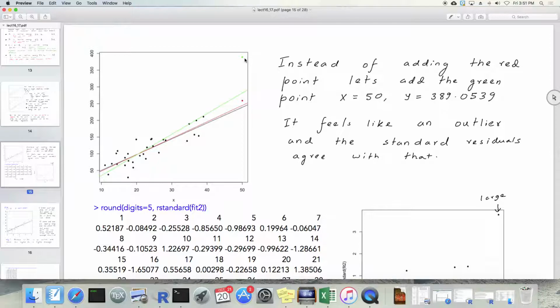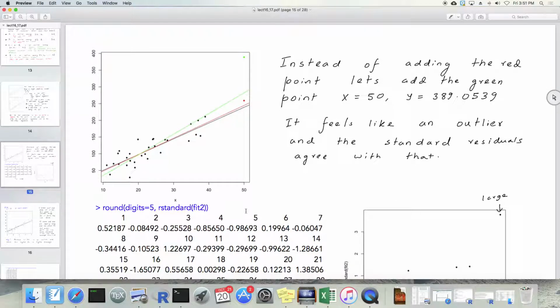Next, we add the green point. For the green point, x is the same, 50, so x is still an outlier. But now y is too much away from the black line. Y is 389.0539. Even if you just look at it visually, you will see that the green point is too much away. So this green point should be an outlier.